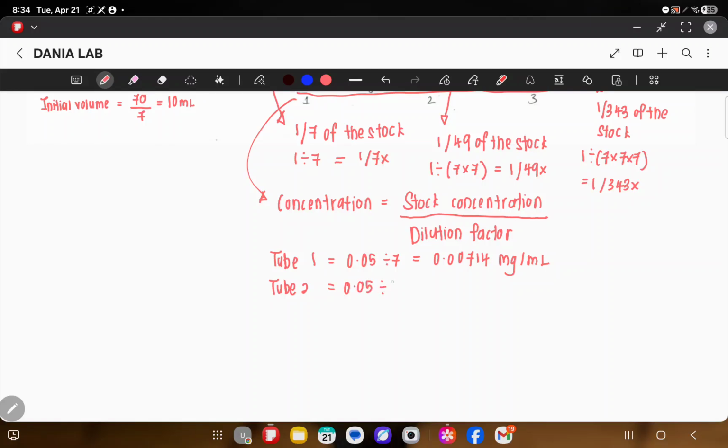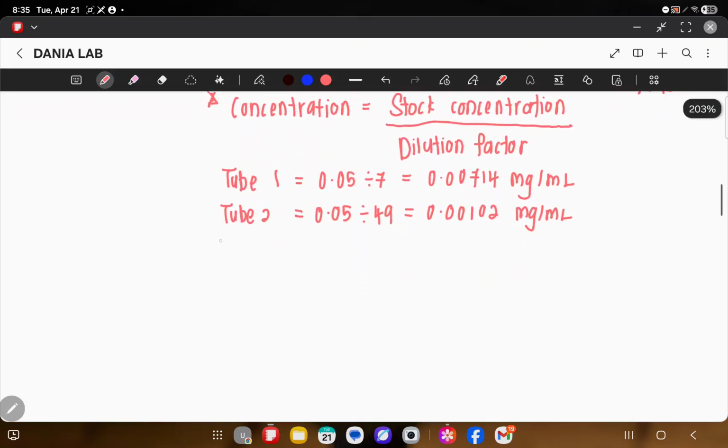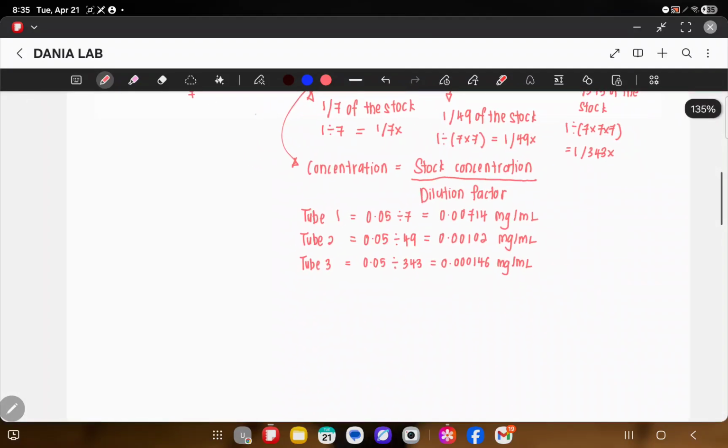Tube 2 is 0.05 divided by 49 equals 0.00102 mg per ml. And then tube 3 equals 0.05 divided by 343 equals 0.0000146 mg per ml. As you can see, the concentration drops very quickly.